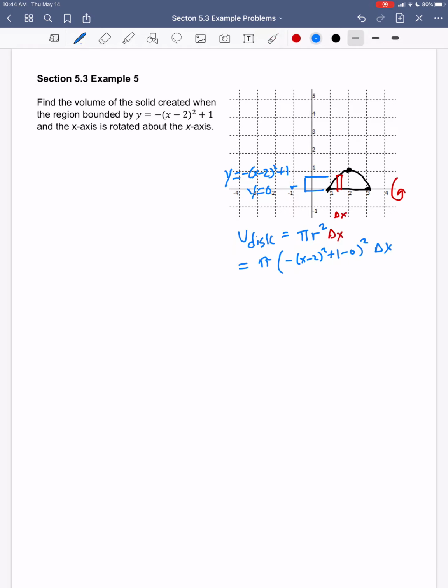Okay, now we multiplied this out in the last problem. We got negative x squared plus 4x minus 3, and that's what I multiplied out on the last page. So this is where I get x to the 4th minus 8x cubed plus 22x squared minus 24x plus 9 delta x.